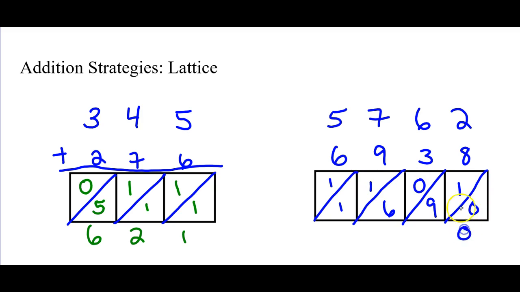So we get 0, 10, and here we do carry the 1. 1 plus 9 is 10, so we got to carry that 1. We get a 7, 2, and then a 1. So this turns out to be 12,700 when we add these two numbers up. So that's your last one there.